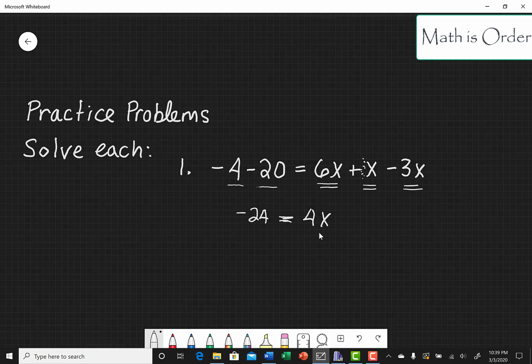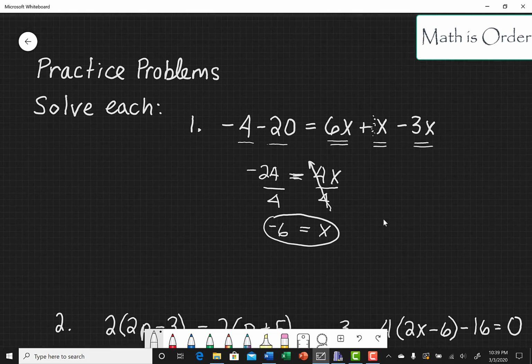Next, we need to remove anything that's next to x. So that is this 4. We have to remove that. And 4 is multiplying x, so we have to undo that multiplication. And the way to undo the multiplication is what? Right, to divide both sides by 4. So we're going to go ahead and divide both sides by 4. And 4 divided by 4 is 1. 1 times x is x. So we got x equal to -6.